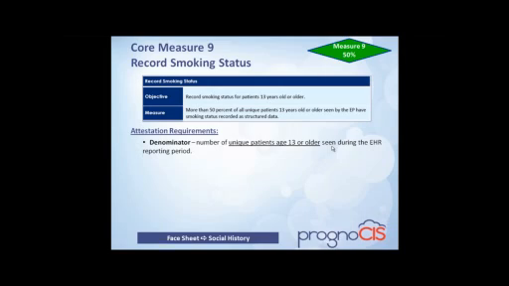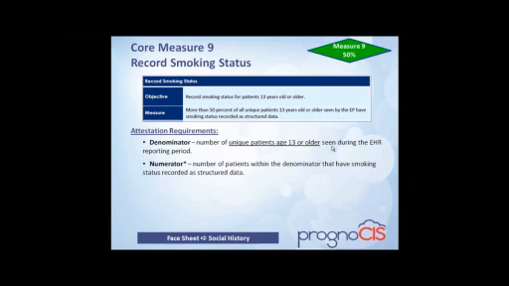The requirements for attestation are a denominator, which represents the number of unique patients aged 13 or older who were seen during the reporting period. Now, this is similar, you'll recall from the other videos, to many measures that are looking at unique patients, which means it is a chart-driven or chart-level history of the patient and not encounter-specific. So whether your patient is seen once or multiple times during the reporting period, it is getting counted only once.